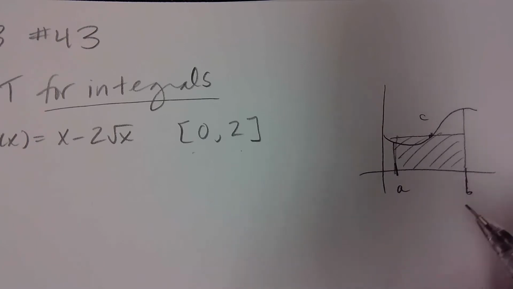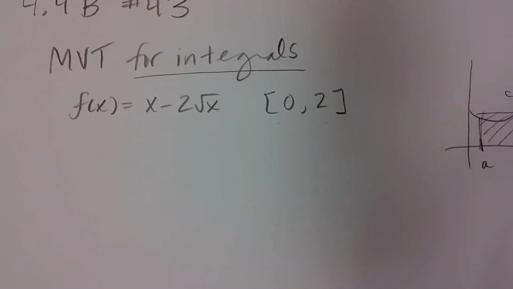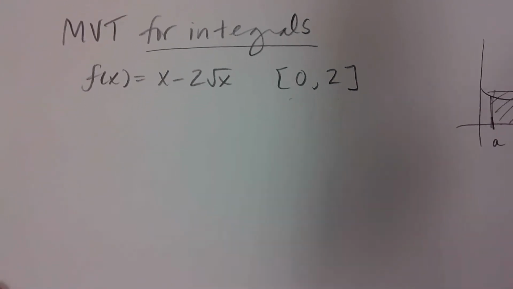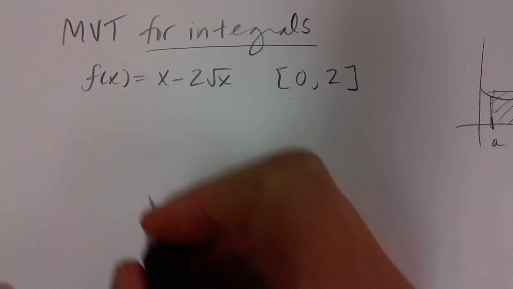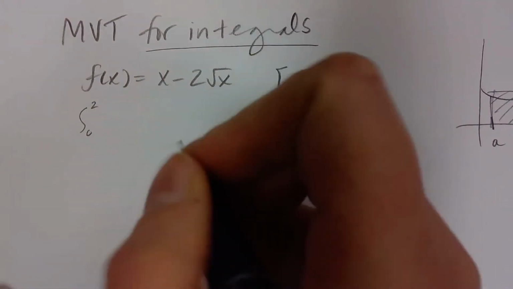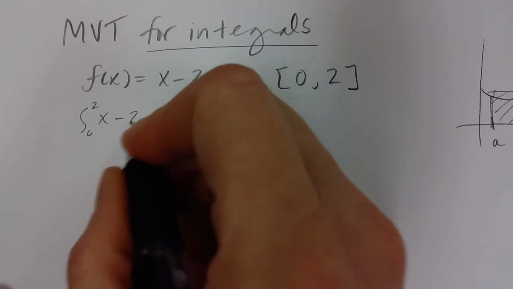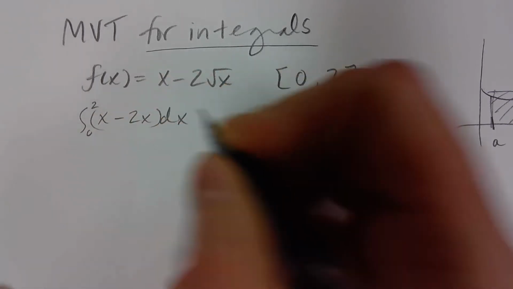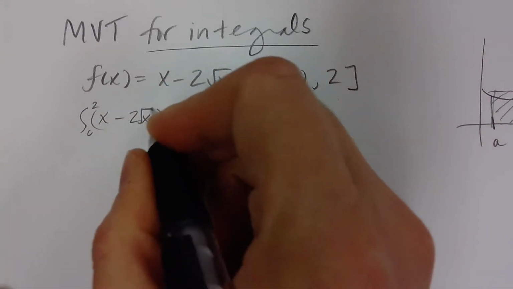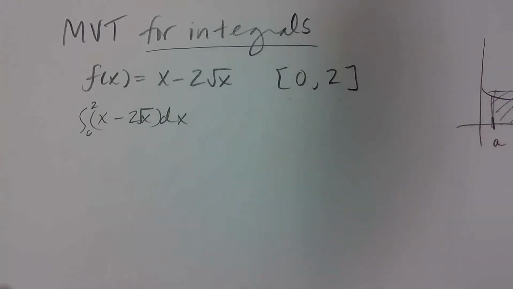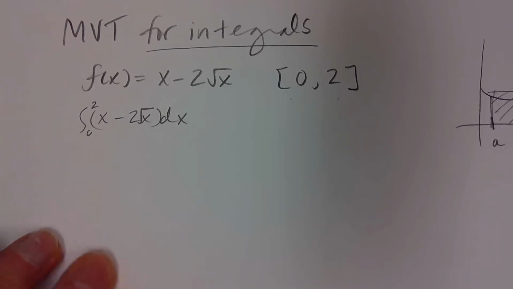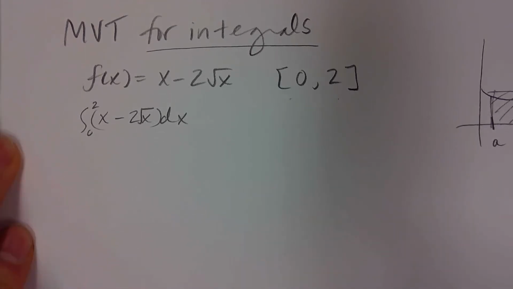So my area under the curve is the integral. So first I'm going to find the integral so I know the value of that area. So let's see, integral from 0 to 2 of x minus 2x dx. Oh, sorry, 2 times the square root of x. This is a really ugly problem to try to understand this theorem. And so that's why I want to do this. So now I've got to go through and actually figure out the value of this.